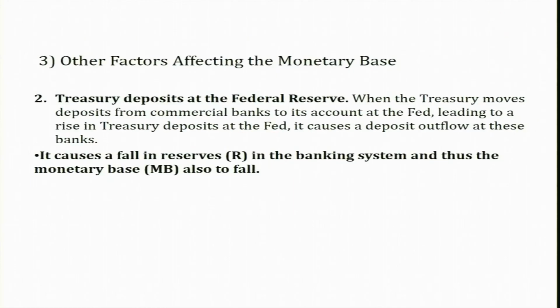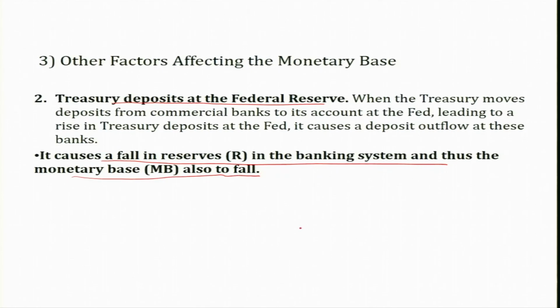The second one is treasury deposits at the Federal Reserve. When the treasury moves deposits from commercial banks to its account at the Fed, leading to a rise in the treasury deposit at the Fed, it also causes a deposit outflow at these banks. When the government moves its deposits from the commercial banks to the Federal Reserve system, it causes a fall in the reserves in the banking system, and thus the monetary base also falls.